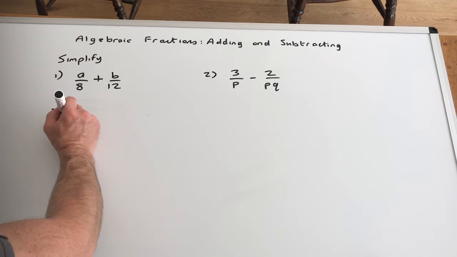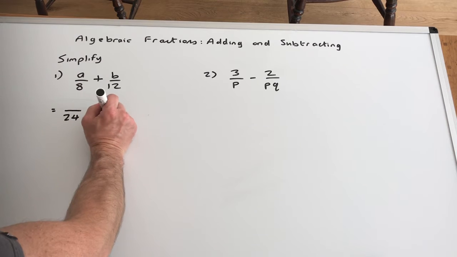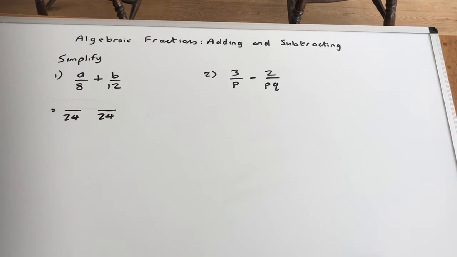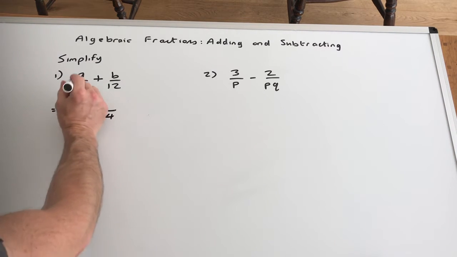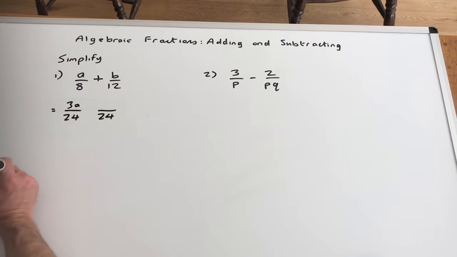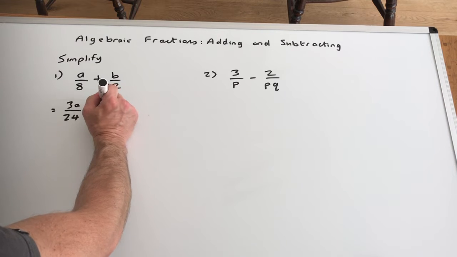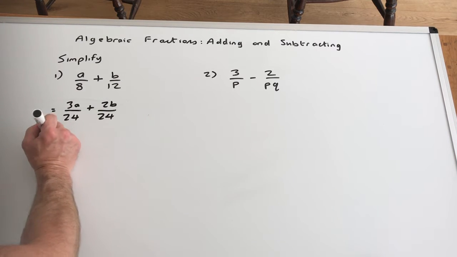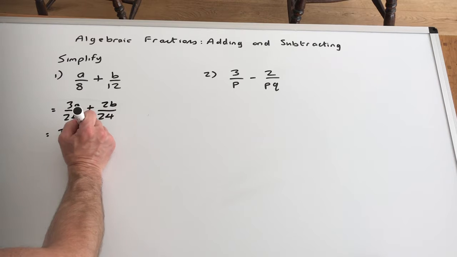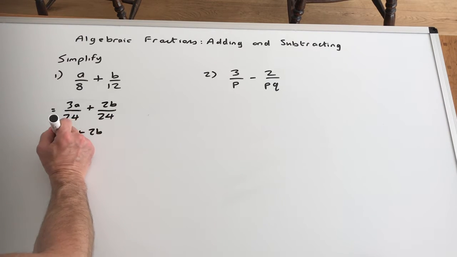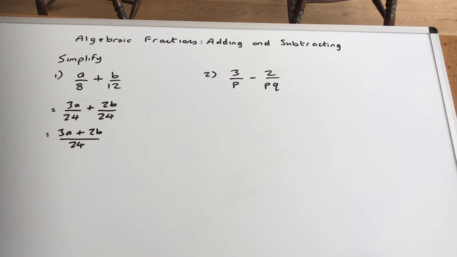So I'm going to choose 24. Right from the start, I'm going to find the smallest number that 8 and 12 both divide into. I'm going to multiply the top and bottom of the first fraction by 3. I'm going to multiply the top and bottom of the second fraction by 2. And this is the answer we had last time. So it's 3a plus 2b over 24, but you get there instantly because you've chosen the easiest denominator, the easiest bottom part that you can. So that's really what today is all about.